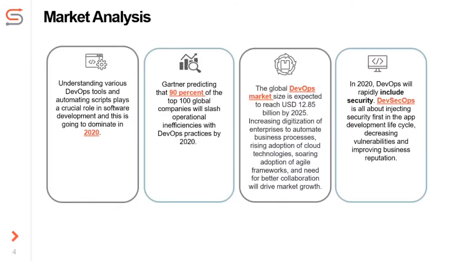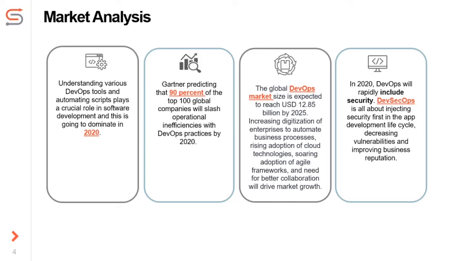So let's talk about the market out there with respect to DevOps. It's very hot. I think as we move forward in 2020 and in the future, it's going to be really key to understand various DevOps tools and how they're going to play a role with software development. And it's going to dominate 2020 as well as move into 2025. As you can see, the DevOps market size is going to grow to 12.85 billion.